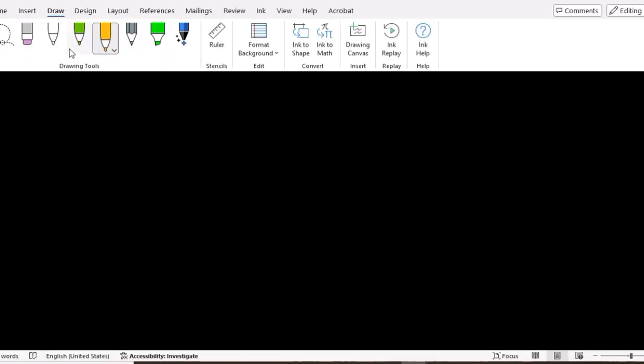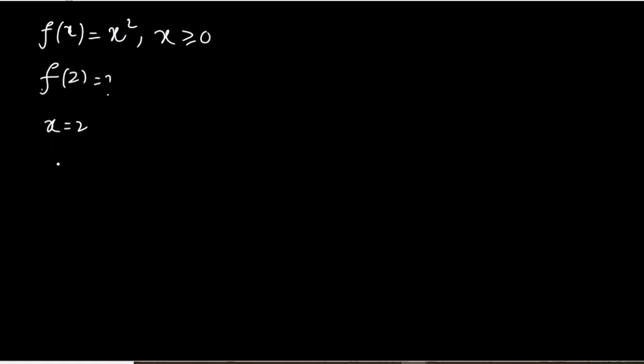Suppose I have a function f of x is equal to x square, where x is greater than or equal to 0. Suppose I want to find f of 2. So I ask, how can we find f of 2? Your answer will be simply by just plugging x is equal to 2 in the given function, we can find f of 2, that is simply 4.